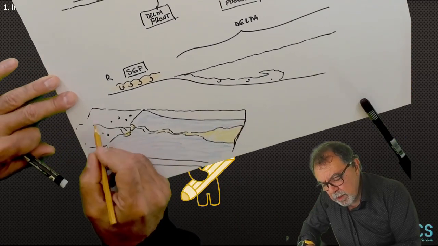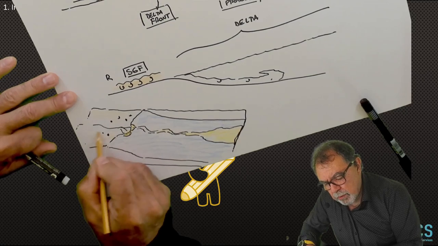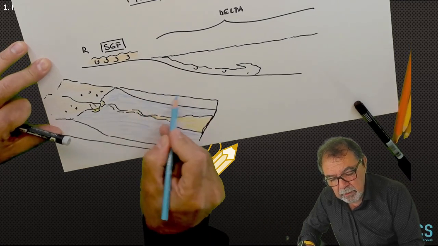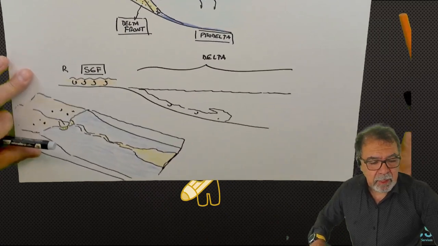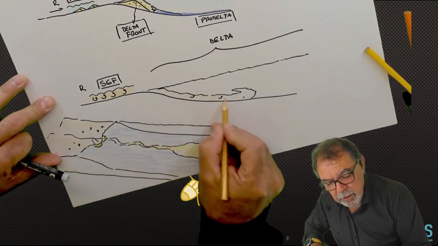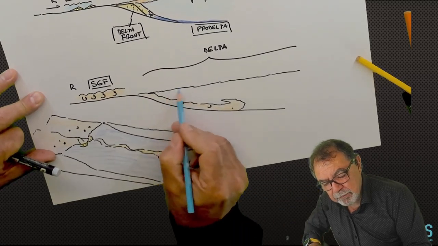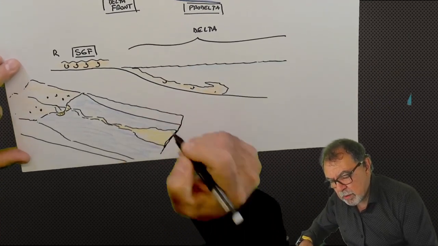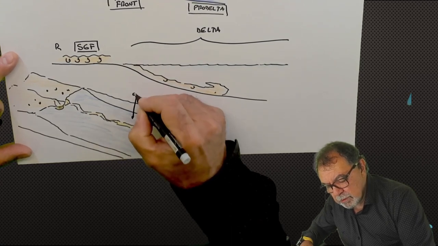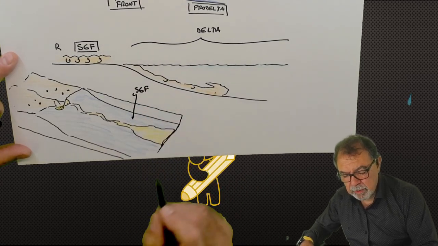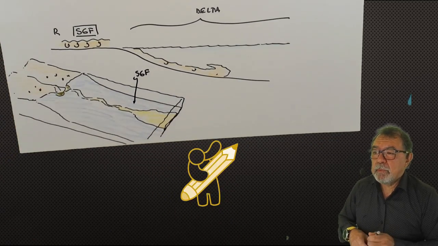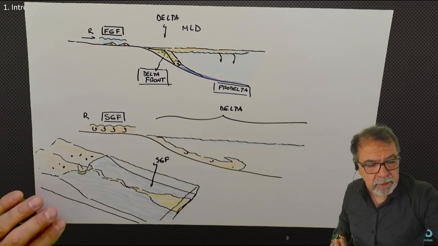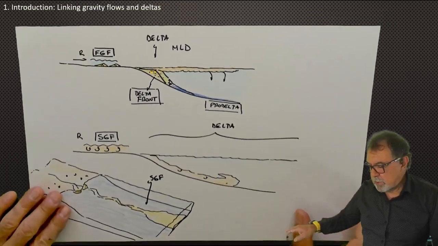So we are now going to go back and see some classification of deltas and gravity flows, and then after that we are going to visit some field localities. So we are going to see how this sediment gravity flow interacts with the basin, providing some new vision of delta sedimentation.